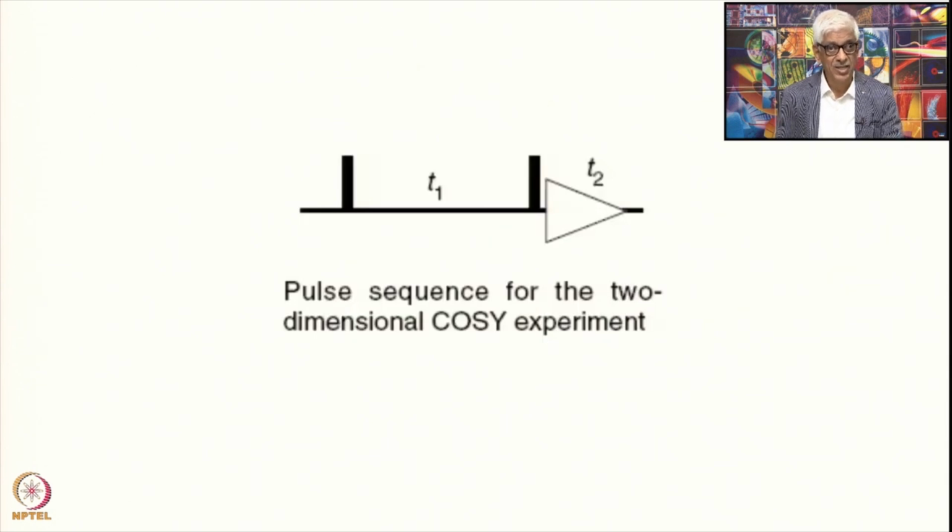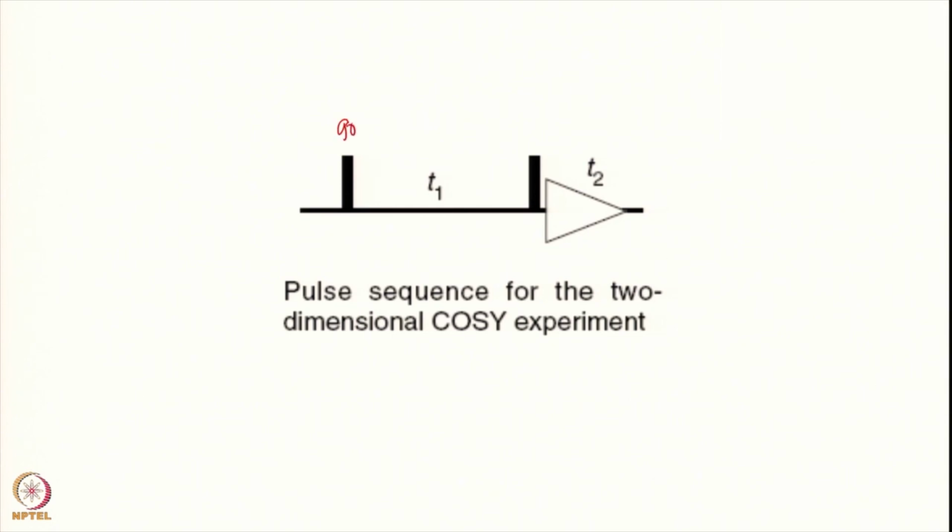Now this is the pulse sequence for the 2-dimensional COSY experiment. We start with a 90-degree pulse here, and the second can be a pulse of flip angle beta or it can also be a 90-degree pulse. So beta can vary from one value to another, but it can be a 90-degree pulse also. Here you have the t1 period, which is called the evolution. The second pulse, the beta pulse, also acts as the mixing, and t2 is your detection period.